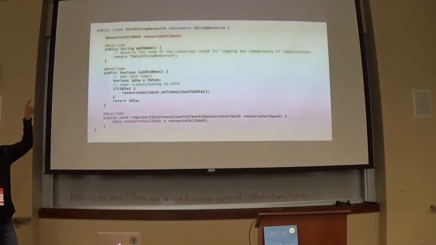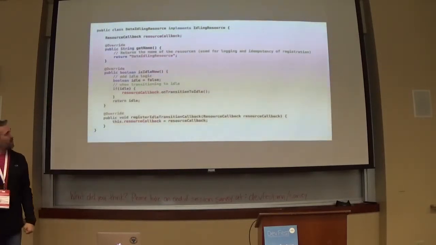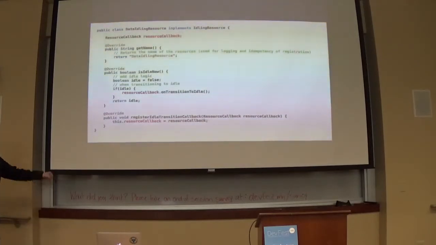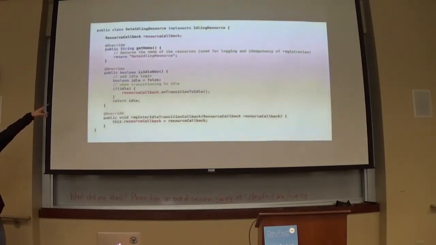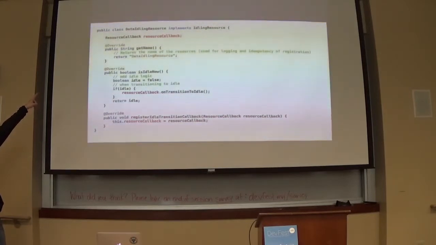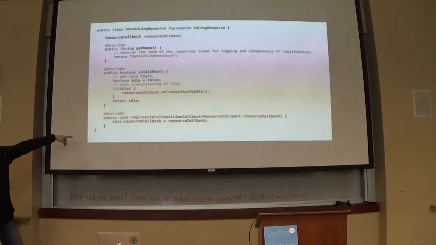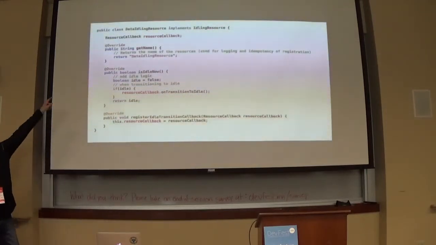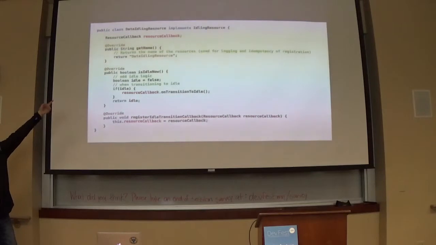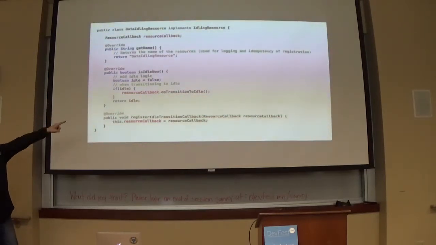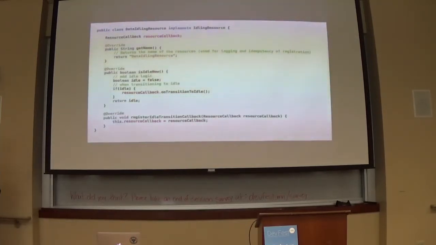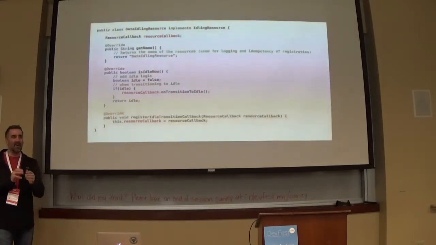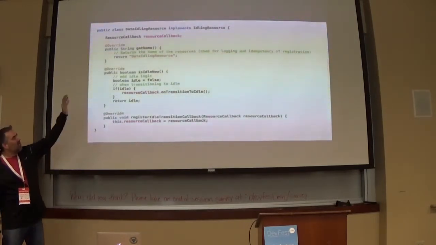So here's an example of an idling resource, and they're not very hard. You implement the IdlingResource interface. You're always going to want to store the resource callback, which will be called by Espresso. It will give you a resource callback. And then simply the getName function just provides a name for logging. Anyone familiar with REST will understand that. Just making sure that what you put in, you get out. You don't really have to worry about that.